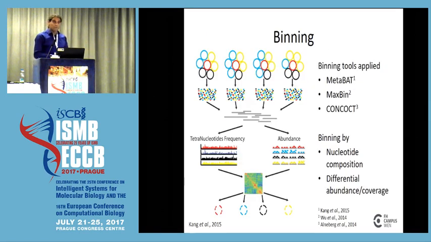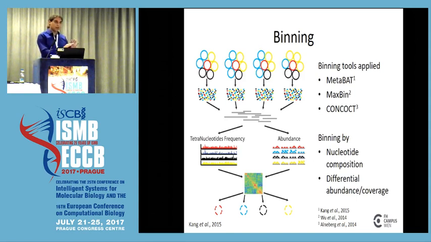To start off, how does binning in general work? At the very top, these are single bacterial species. They are whole genome shotgun sequenced and assembled. And these contigs are then separated by the tools I applied here: MetaBAT, MaxBin, and CONCOCT. They apply nucleotide composition and differential abundance and coverage information.